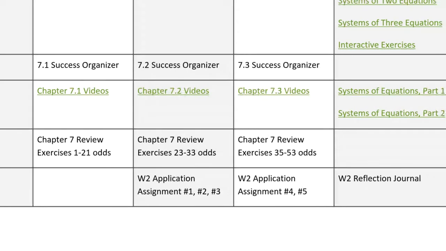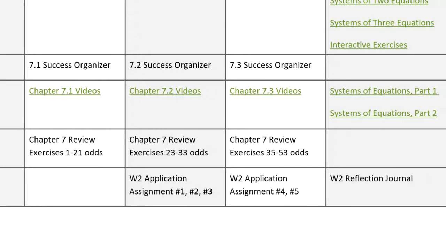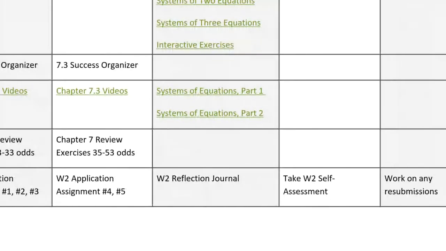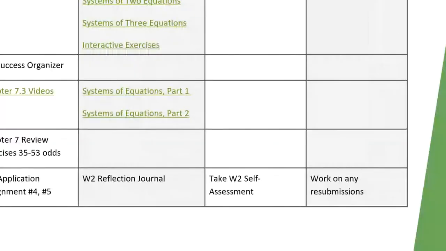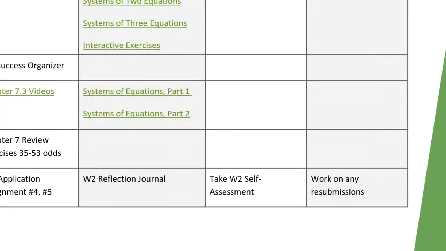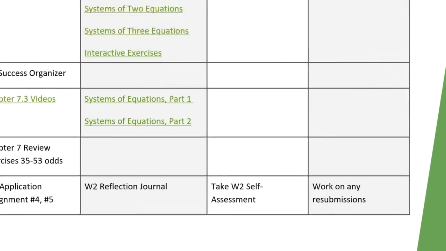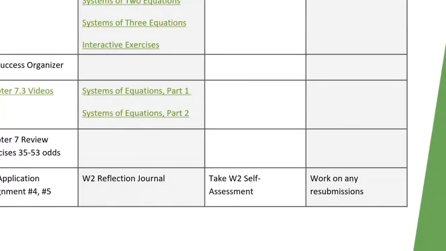And then I've worked out the application assignment here. The first 3 you can do after going through 7.2 because those are 2 variables. And on the assignment, 4 and 5 are 3 variable systems, so you're not going to want to work through those until you've gone through section 7.3. Then write your journal as you go through there, and you can finish it up the next day, take the self-assessment again, and if you want to resubmit any work from week 1, once I finish grading it, you can take some time to do that as well.